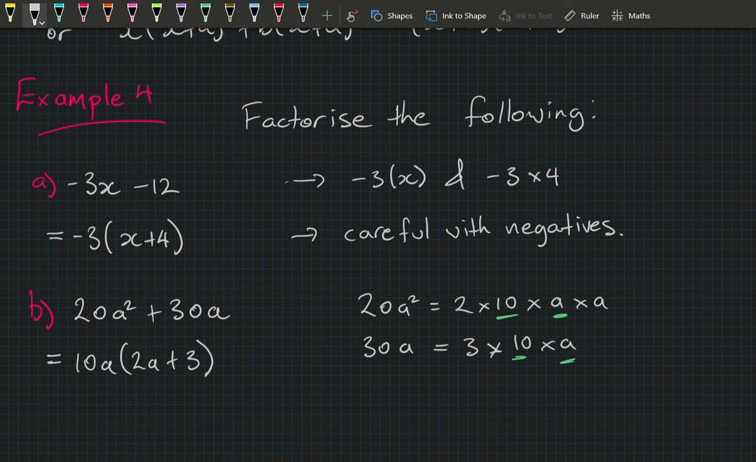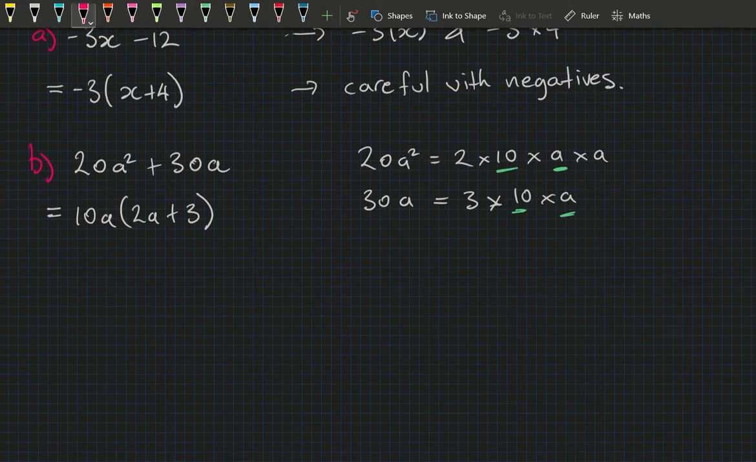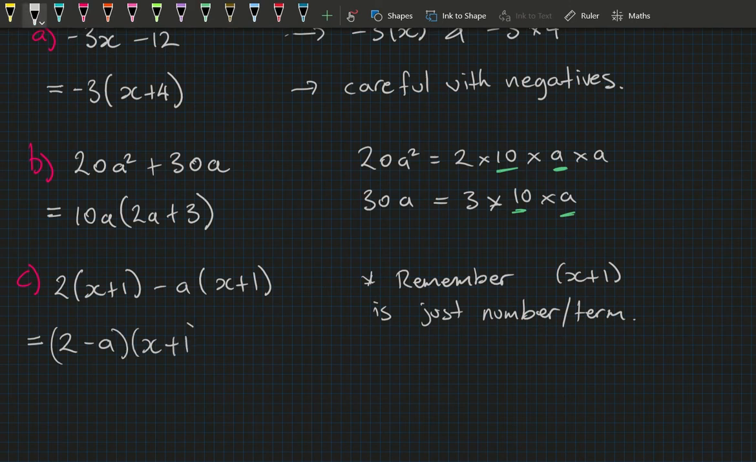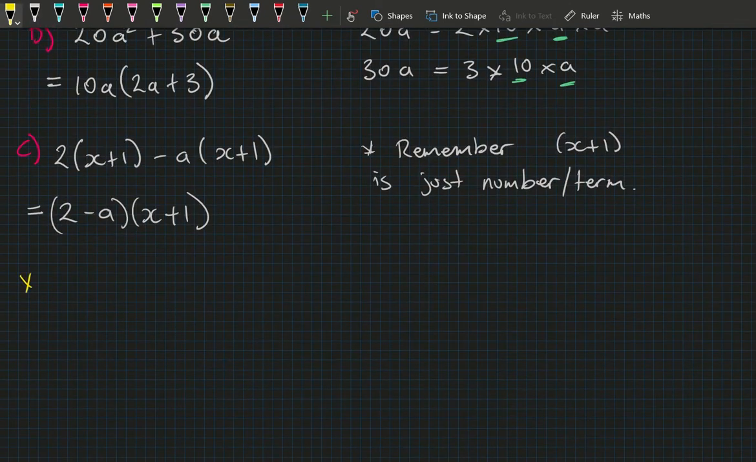All right, let's move on to part C, where the expression is 2 times (x plus 1) minus a times (x plus 1). So let's not forget that (x plus 1) is just a number or term. And I'm multiplying it by 2 and by negative a, so therefore our answer is (2 minus a) times (x plus 1). Okay, before we finish this section, I thought I'd just give you a pro tip.